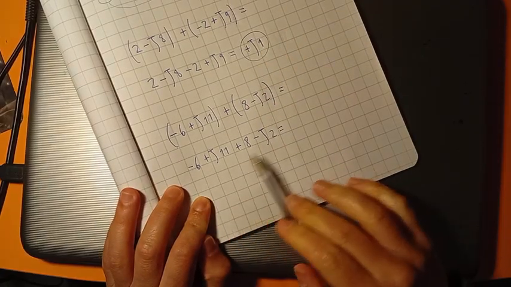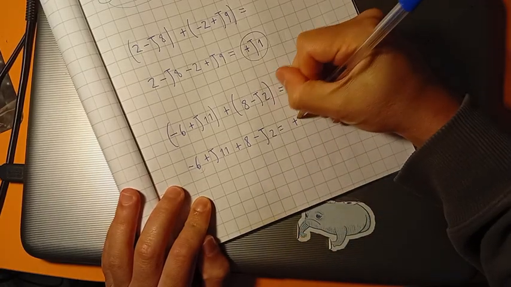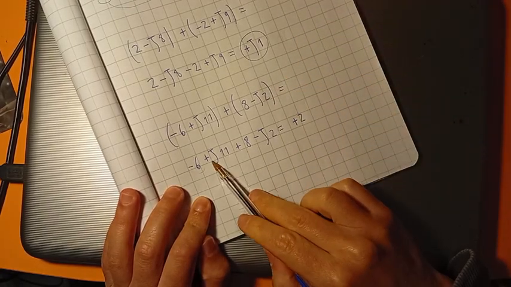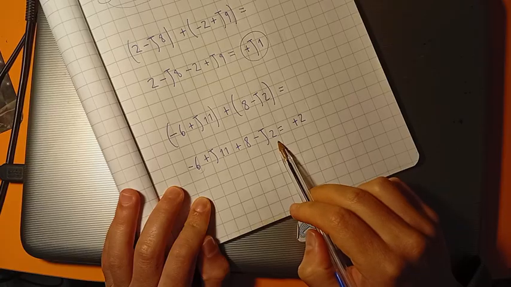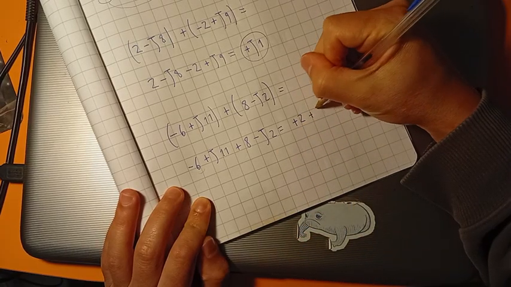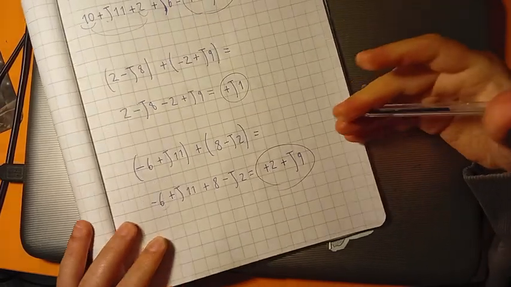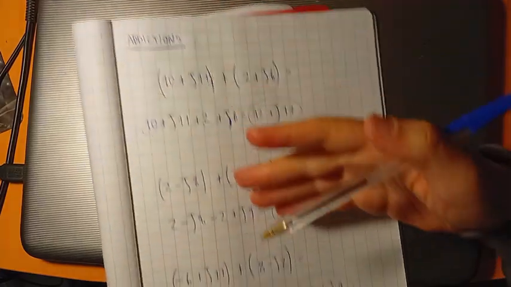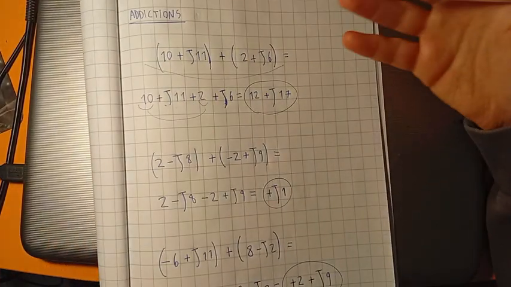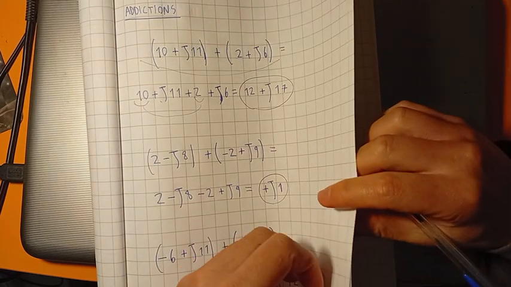Okay, the result is minus 6 plus 8 is plus 2. And here plus 11 minus 2, the result is plus j9. Okay, this is the result. So we have done 3 additions, and additions and subtractions are really easy.